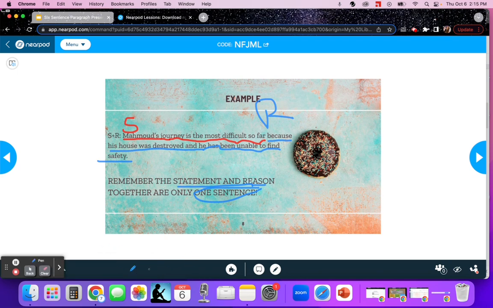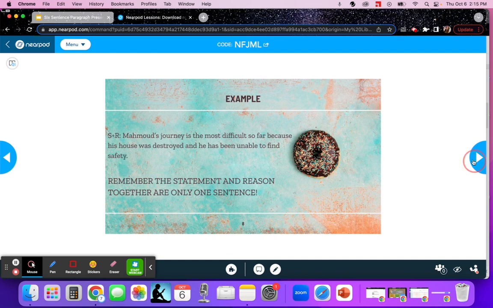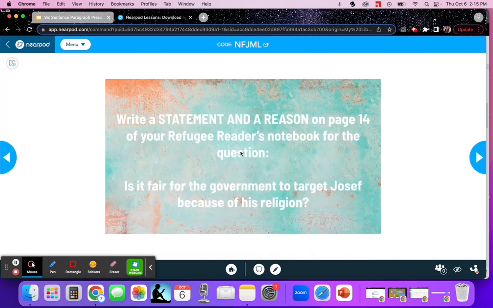All right, so now you guys are going to write a statement and a reason in your reader's notebook for the question, is it fair for the government to target Joseph because of his religion? I'm going to help you out on the statement. You should say, it is not fair for the government to target Joseph because of his religion, because, and then give me a reason.